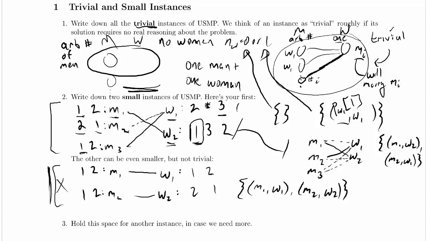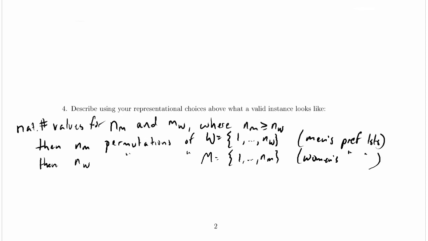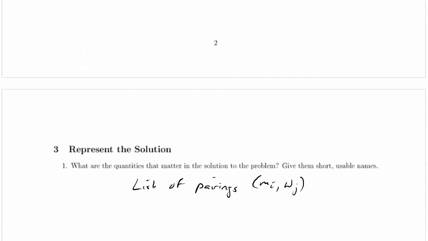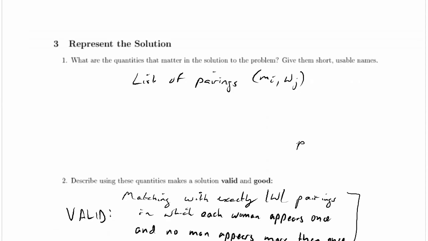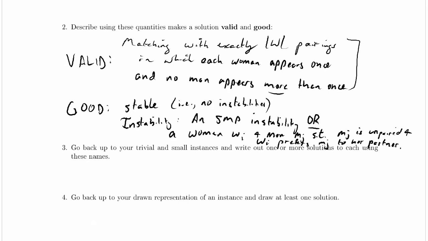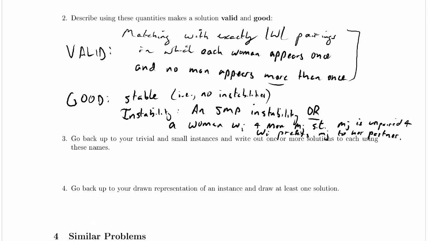Let's just go and check. We could say what a solution looks like. And did we say it's a list? Yeah, we said it's a list. Let's say a set. And somehow the letter P appeared down here. Let's get rid of that. Okay. Did we go back up to our trivial and small instances and write out one or more solutions to each using these names? Yes. Did we go back up to our drawn representation and draw at least one solution? Yes.